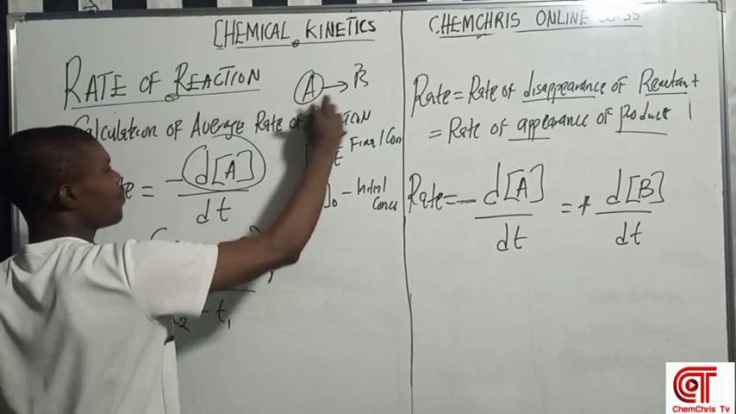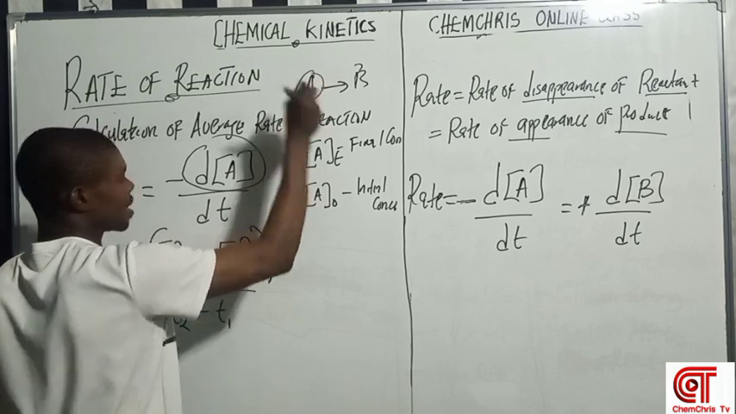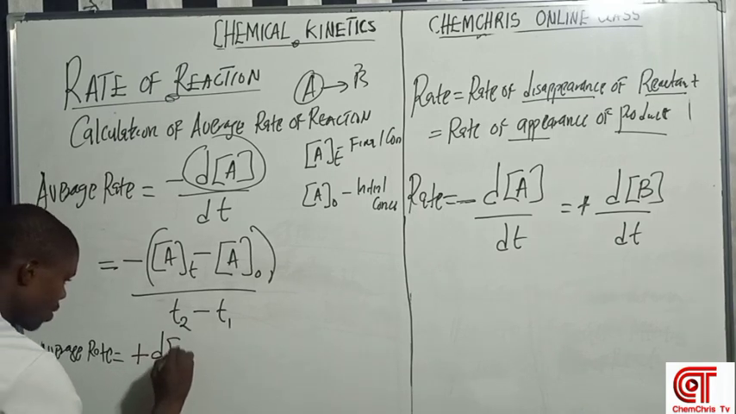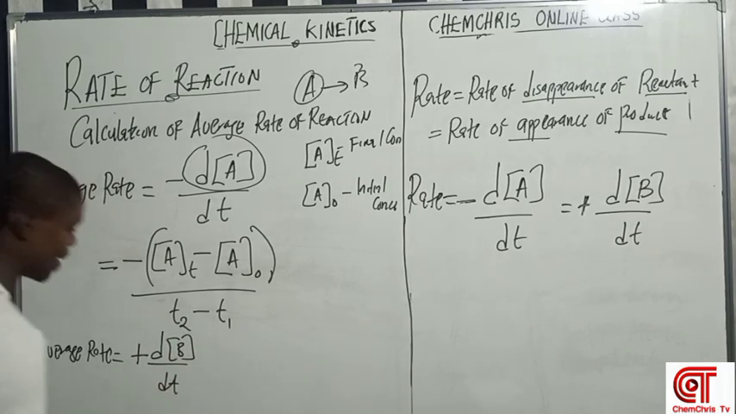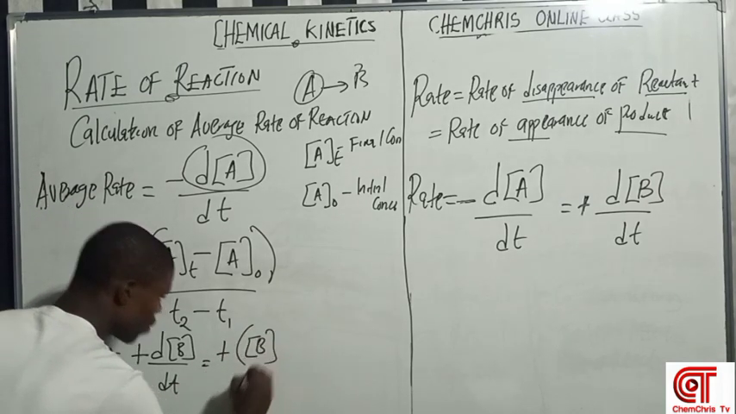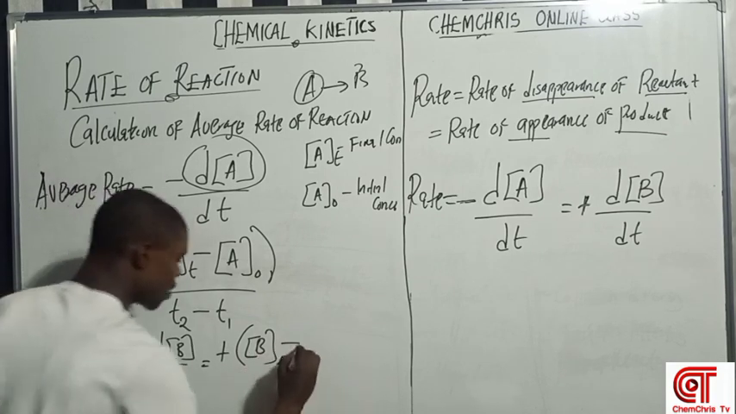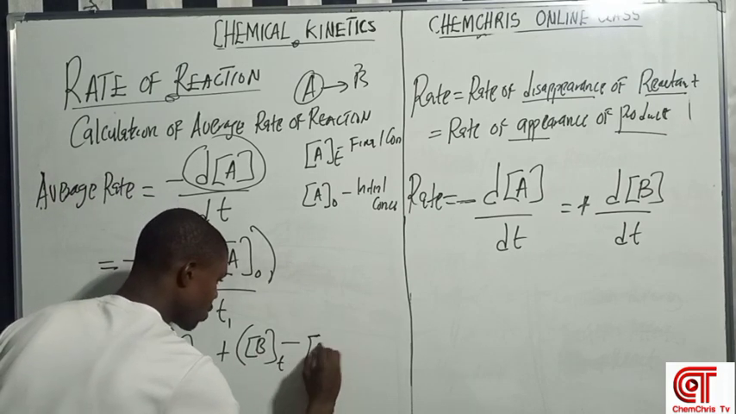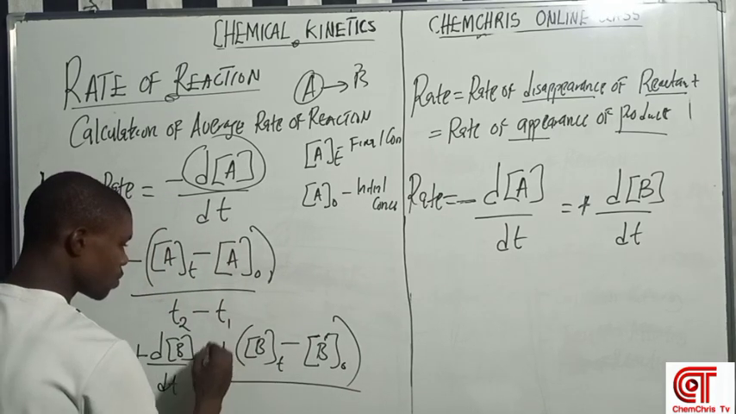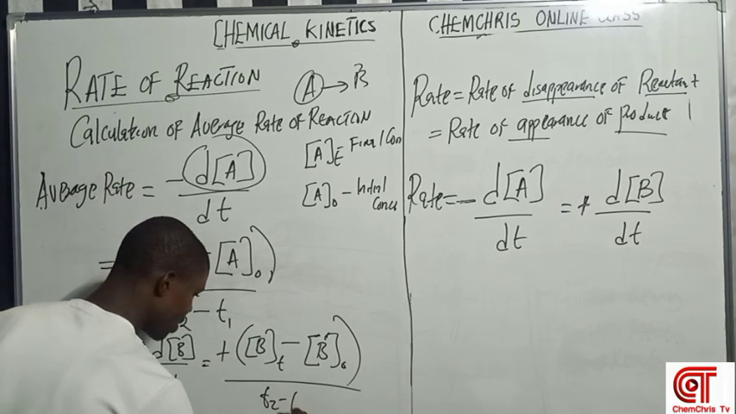Now this is for the reactant. If you talk about the product, my average rate is going to be plus the change in B over the change in time. We're going to use the same type of expression: plus the final concentration of B, which is the product, minus the initial concentration of B, over T2 minus T1.